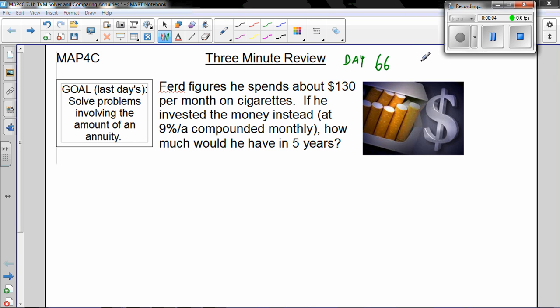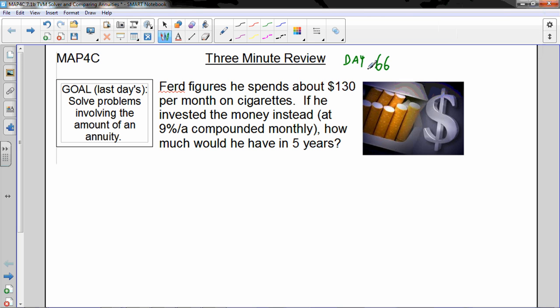The lesson is 7.1, day 2, and the 3-minute review is a question straight from the homework yesterday, or pretty close anyway. Ferd figures he spends about 130 bucks a month on cigarettes. If he invested the money instead, how much would he have in 5 years? So this is one for all you smokers out there.